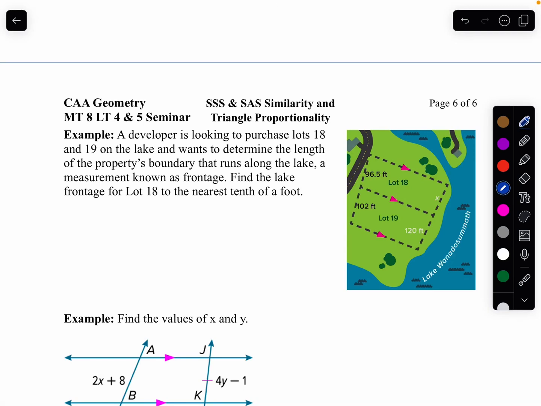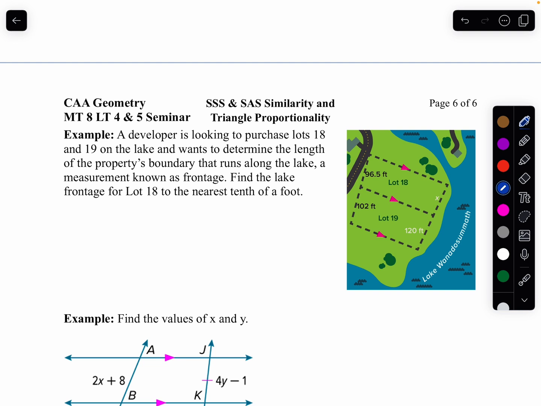In this example, the developer is looking to purchase lots 18 and 19 on a lake. It wants to determine the length of the property's boundary that runs along the lake, a measurement known as frontage. So we want to know the frontage.